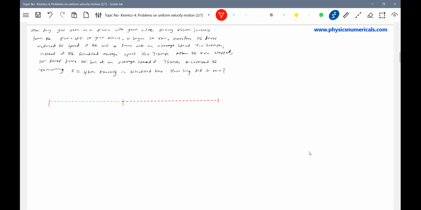During the return journey from the picnic spot. Okay, there's a picnic spot. And there's a school. It began to rain. Therefore, the driver reduced the speed. So here it started raining. So the driver, what he will do, he will reduce the speed of the bus.